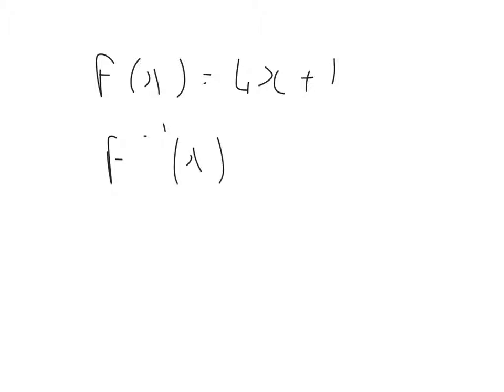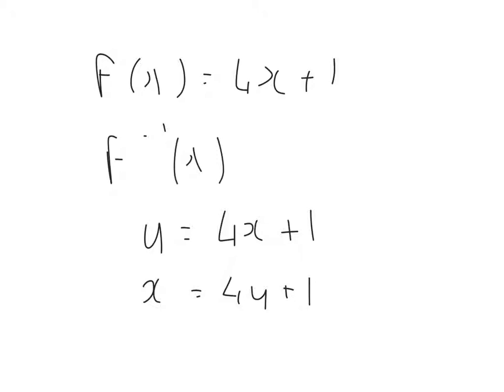Okay, so I'm going to find the inverse function of 4x plus 1. So the inverse function is noted as f to the minus 1 of x. So I'm going to first of all bring in y and x notation here, so y equals 4x plus 1. To find the inverse function, I then swap my x's and y's. So x equals 4y plus 1.